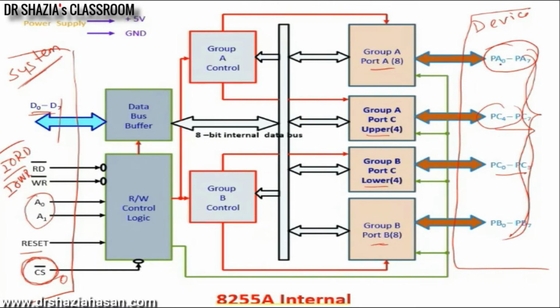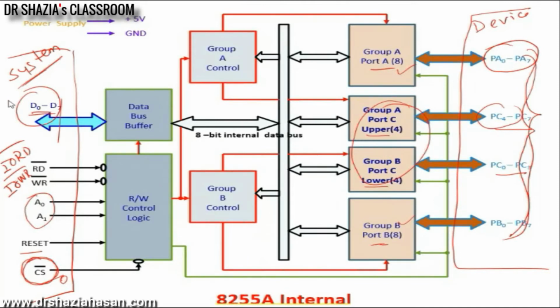8255 has three 8-bit ports. That means these ports are capable of transferring 8 bits of data, and that data will be transferred over D0 to D7. This 8255 has been given the name D0 to D7.